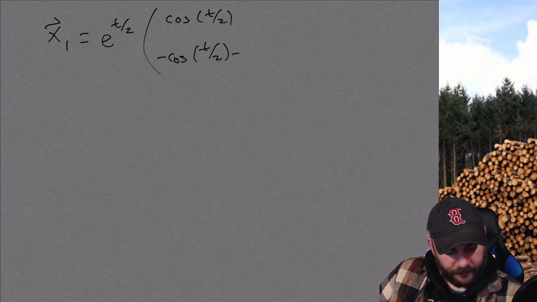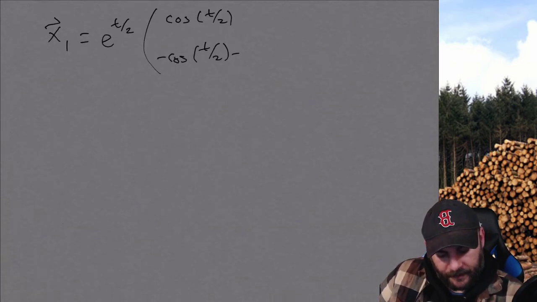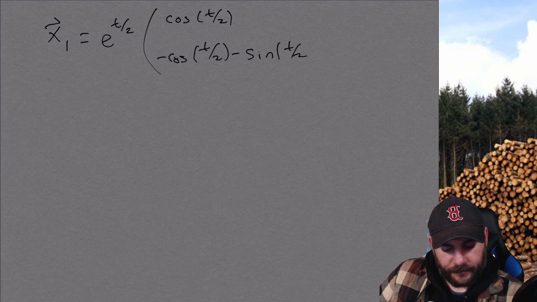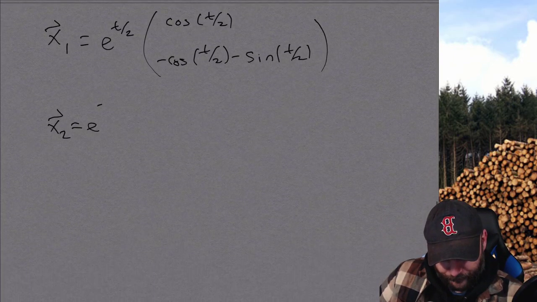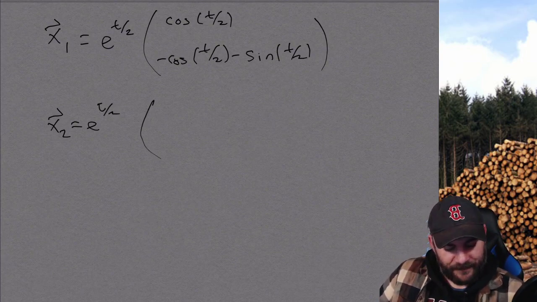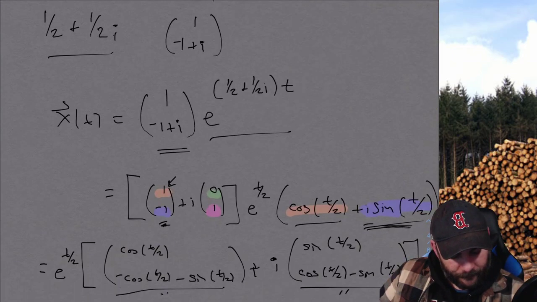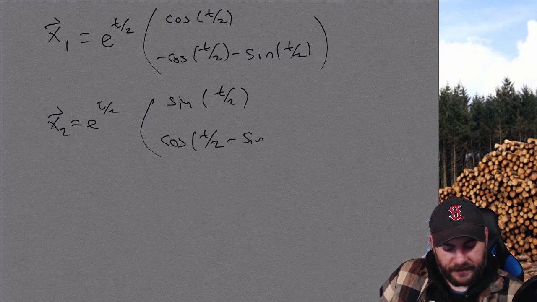Oh, whoops. I think I might have done that wrong. Nope, too far. Right here. No, it's a negative and a negative. Okay. Minus sine t over 2. That's a solution. And we also have e to the t over 2 times, I'm trying my best. And then I grab all the folks that are in the complex. So this sine and then this cosine minus sine. So sine t over 2, cosine t over 2 minus sine t over 2.